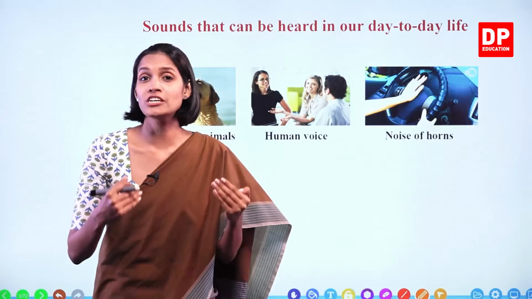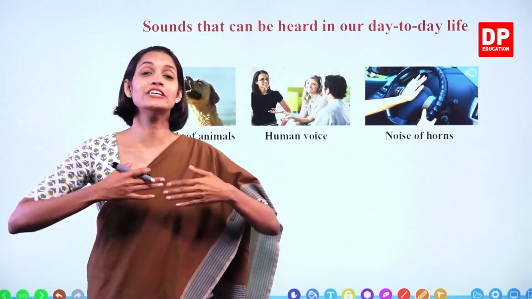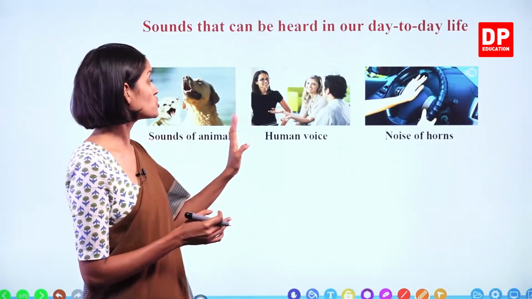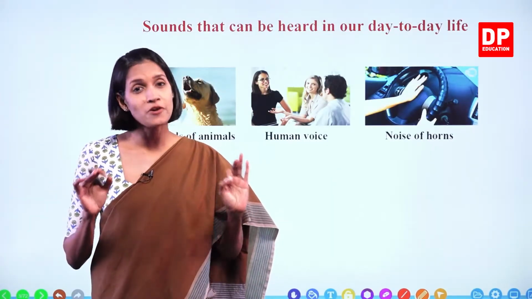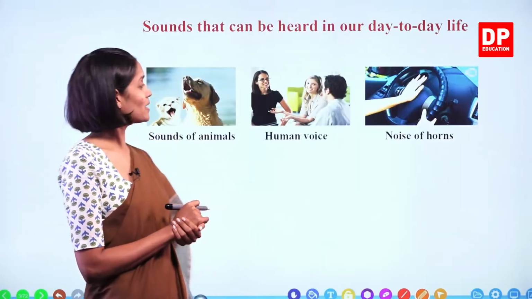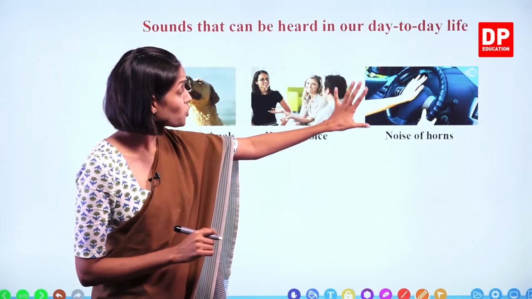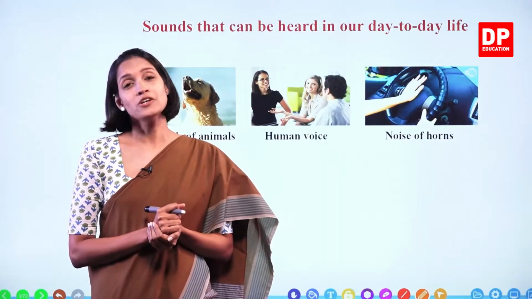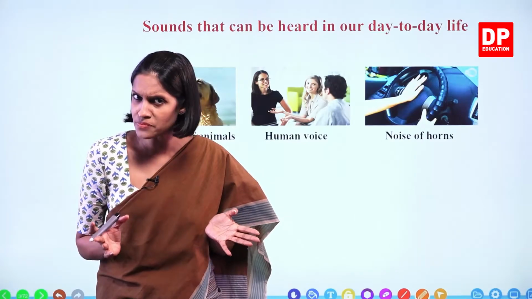And then human voice. At home, you hear your family members talking, and when you go to school also, you hear your teachers teaching and your friends talking likewise. Not only that, when you go to school, you hear the bell ringing. Those are also different types of sounds, okay? And then noise of horns. When you go in vehicles, you know the noise of horns and also the sound of the engine as well. Okay, children?